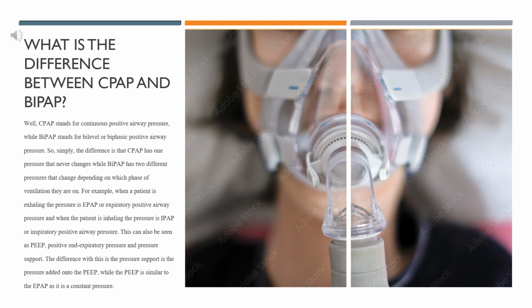What is the difference between CPAP and BiPAP? Well, CPAP stands for continuous positive airway pressure, while BiPAP stands for bilevel or biphasic positive airway pressure. So simply, the difference is that CPAP has one pressure that never changes, while BiPAP has two different pressures that change depending on which phase of ventilation they are on.